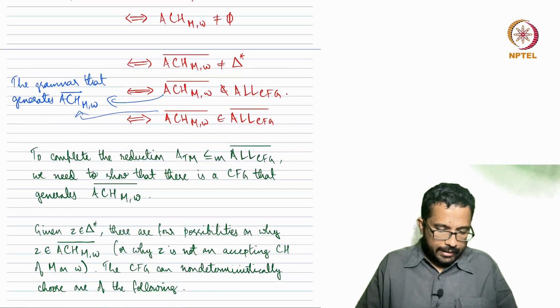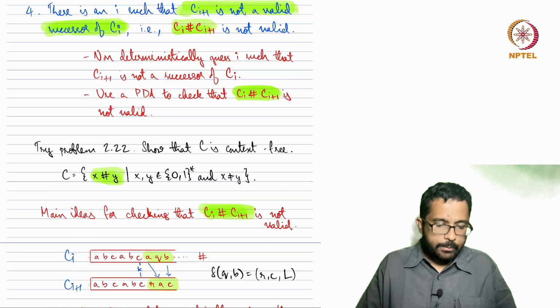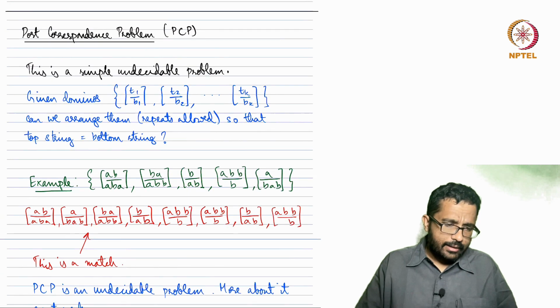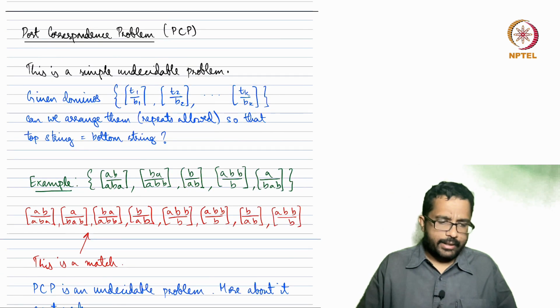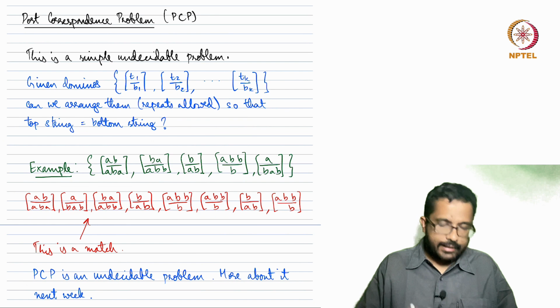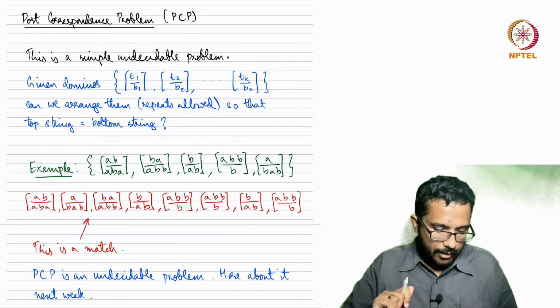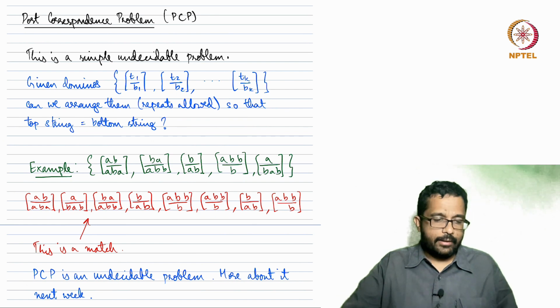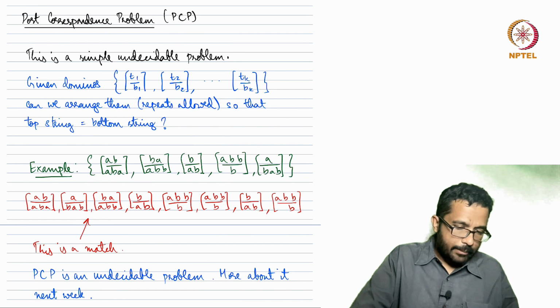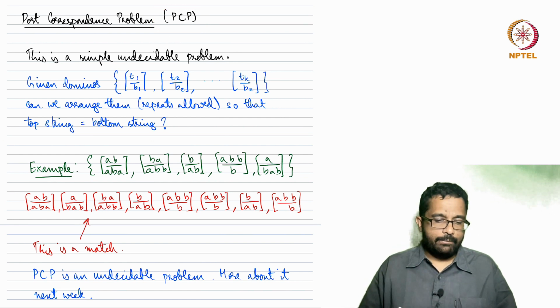And then I stated the Post Correspondence Problem. It is called the Post Correspondence Problem because it was invented by a mathematician called Post. I said that we'll see the undecidability of the Post Correspondence Problem, sometimes abbreviated as PCP, next week, and also maybe applications for this.